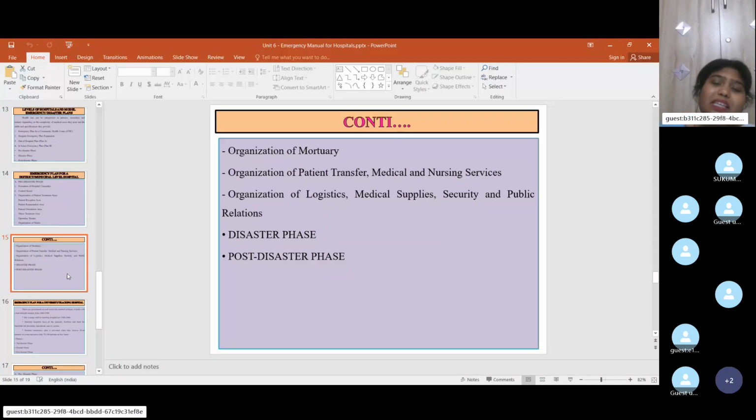Then comes the disaster phase: whatever happens during the disaster, how it happens, how we control it, how we safeguard, and the deactivation of the disaster phase.